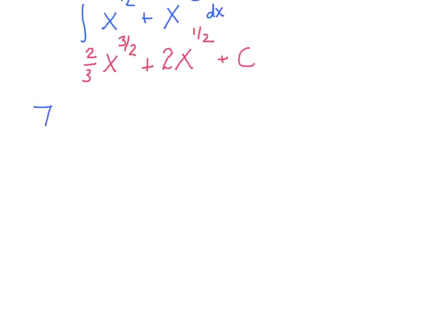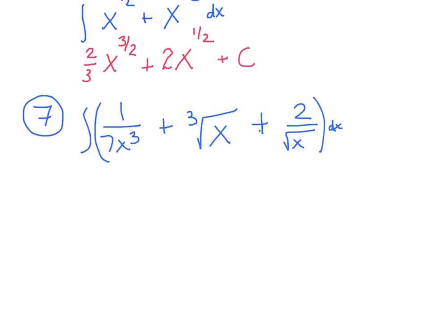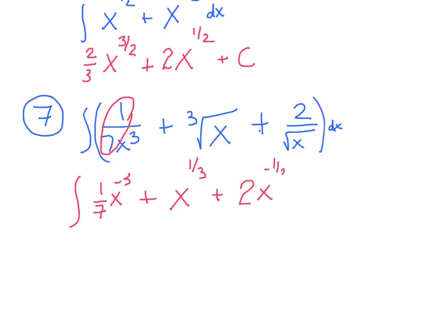Hopefully you're starting to feel pretty good about these. Let's keep chugging. Number 7. So I've got the integral of 1 over 7x cubed plus 3 radical x plus 2 over radical x dx. Now again, I'm not going to integrate right off the bat. Let's rewrite this. You actually have what fraction here? All right, I'm going to say that's 1/7, and then I'm going to call this x to the negative 3rd. All right, pull those fractions out. Plus, this is really x to the 1/3. Plus, I'm going to bring that upstairs, so I get 2x to the negative 1/2 dx.